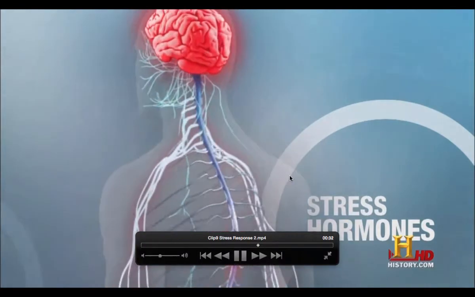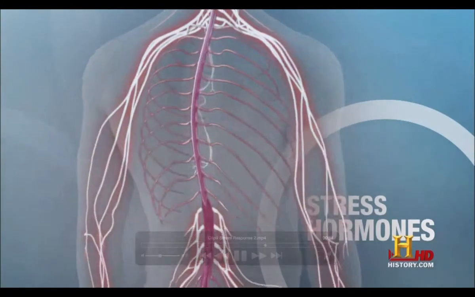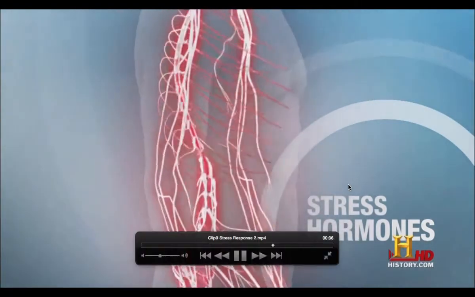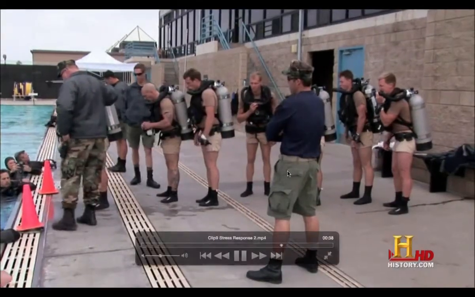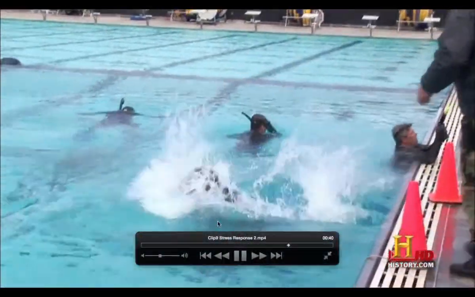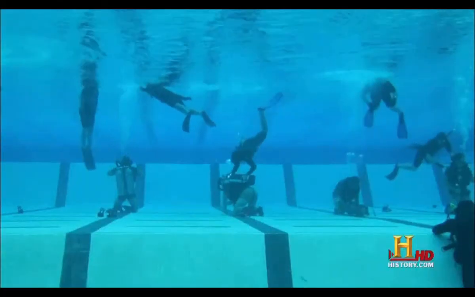It sends adrenaline and cortisol hormones into the body's bloodstream. These stress hormones act as a SWAT team, quickly preparing the body for action. They increase breathing, heart rate, and blood pressure.